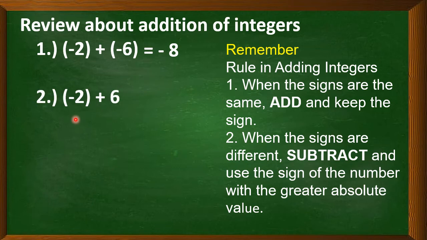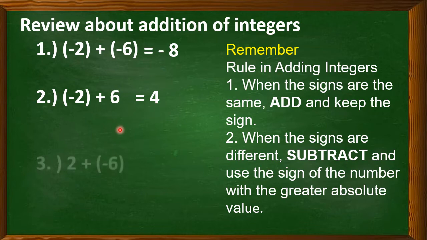Number 2. Negative 2 plus 6. Different signs. So we have to subtract. 6 minus 2 is equal to 4. And copy the sign of 6, which is positive. That is why we have here positive 4.